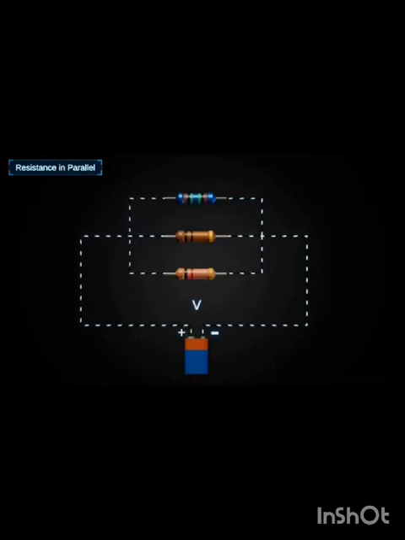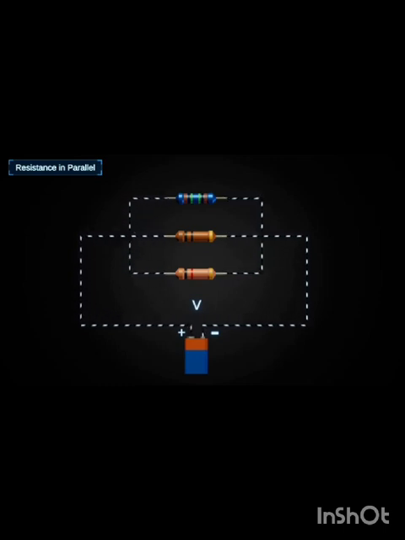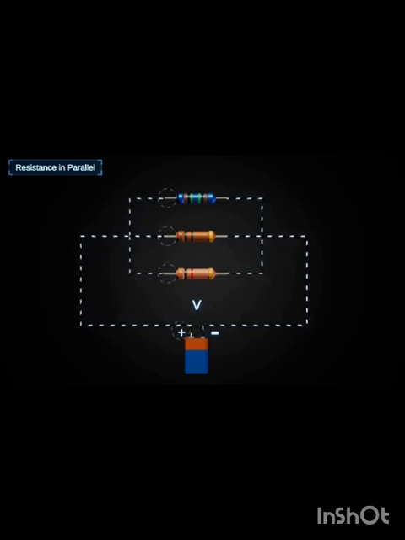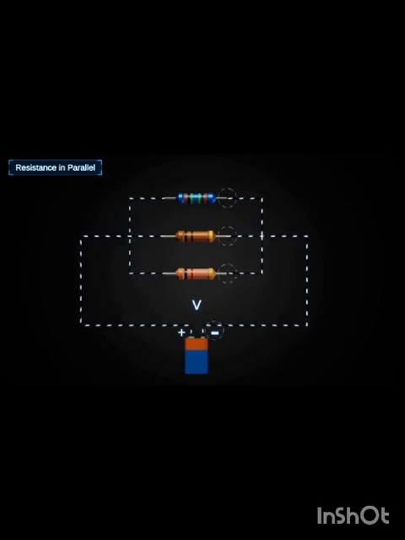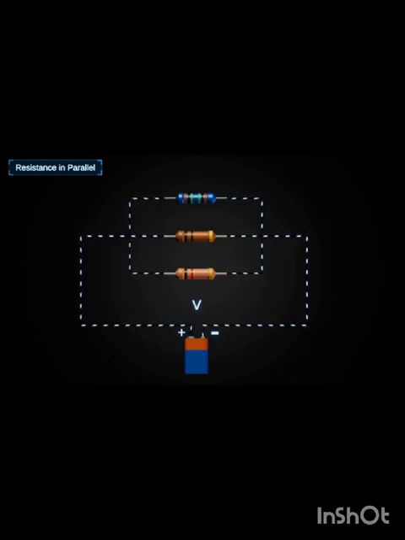In this diagram, you can see that three different resistors are connected one after the other. This is known as parallel connection. Here, the resistors are named as R1, R2 and R3.